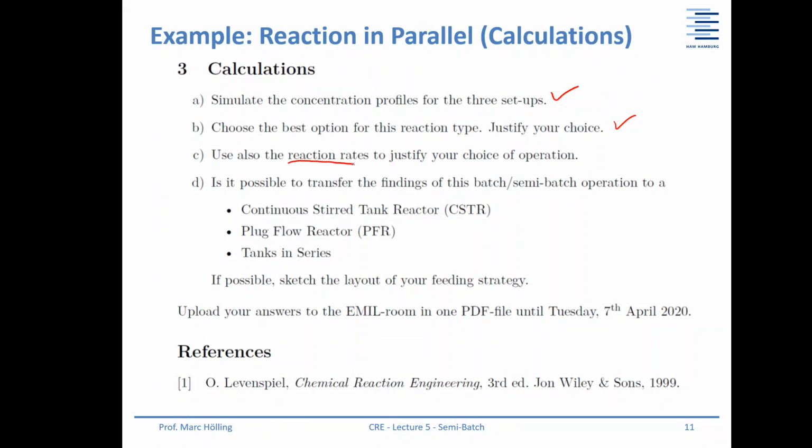We also had a look at the reaction rates. We just did this by R1 over R2. And then the last question was, so what we found here for batch or semi-batch reaction, is this also possible for the continuous stirred tank reactor, for the plug flow reactor or tanks in series? And if it's possible, how would it look like? How can you make sure that you have something like a feeding to your tanks in series or whatsoever?